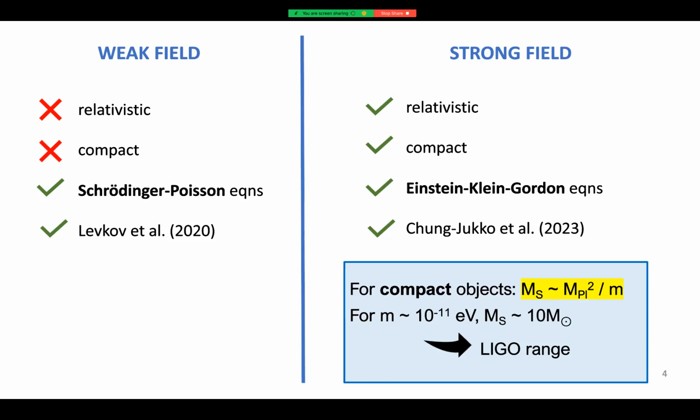Again, I have a slightly different type of axion star because I'm looking at the strong field, at this compact object. For those of you who have been working with compact objects, the mass of the star goes roughly as the Planck mass squared over the underlying scalar field mass. That means that for a mass of around 10 to the minus 11 electron volts, the star mass is around 10 solar masses, which puts the gravitational waves from the star in the LIGO range. And if you look at my paper, this is the reason why we're using 10 to the minus 11 electron volts as a reference mass.